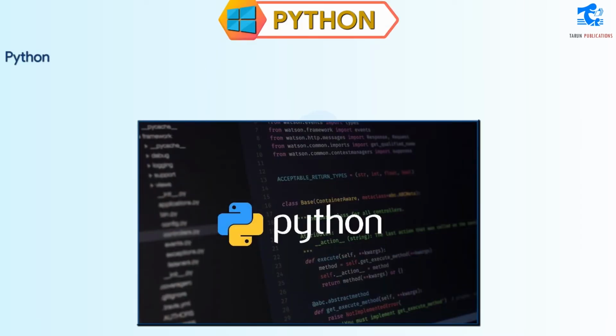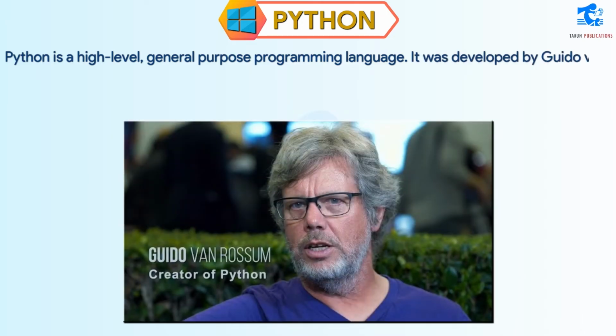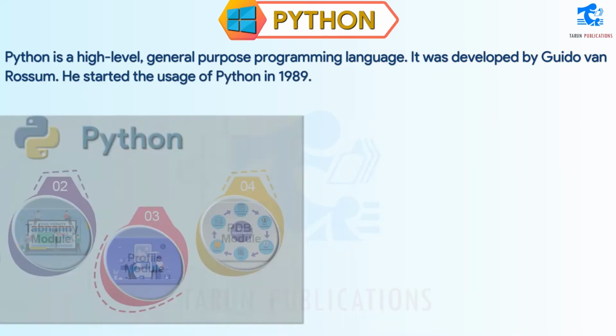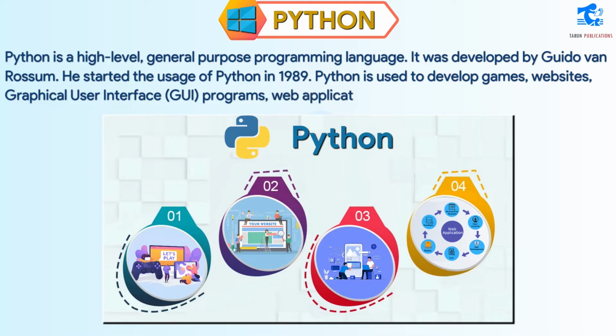Python. Python is a high-level, general-purpose programming language. It was developed by Guido van Rossum. He started the usage of Python in 1989. Python is used to develop games, websites, graphical user interface, GUI, programs, web applications, etc.